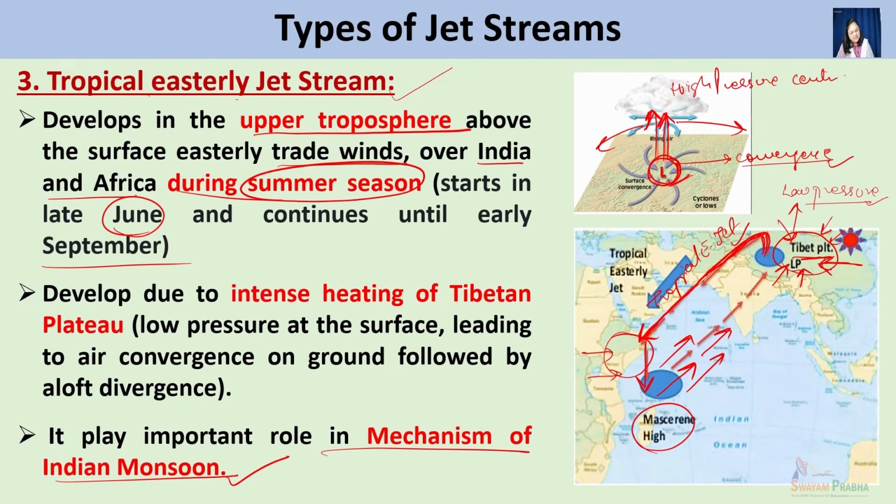The tropical easterly jet stream is seasonal in nature and primarily develops during the summer time period due to intensive heating of the Tibetan Plateau and consequent convergence of winds at the ground surface and divergence of winds in the upper tropospheric region, leading to the formation of this tropical easterly jet stream along the eastern coast of Africa.